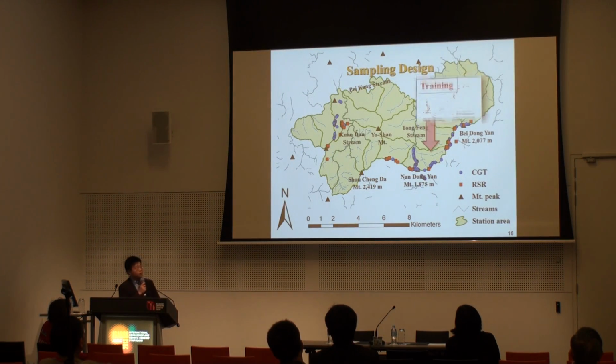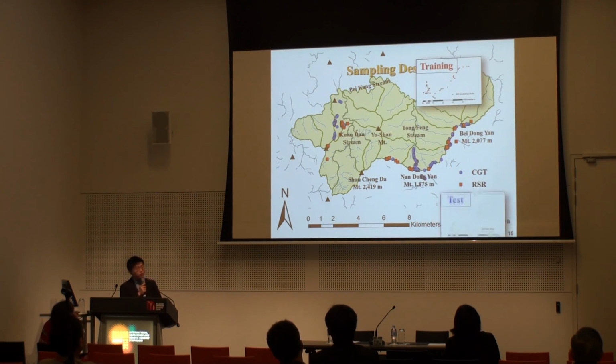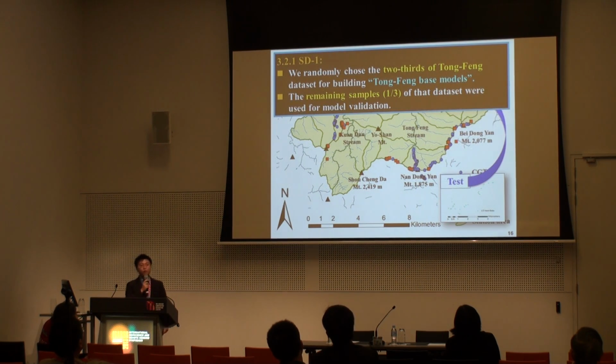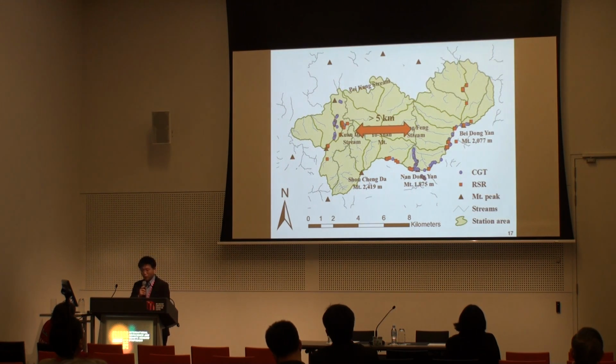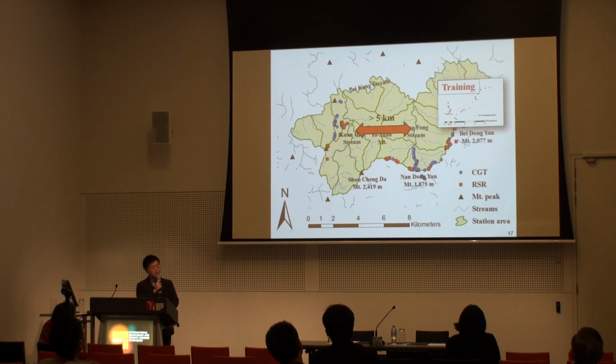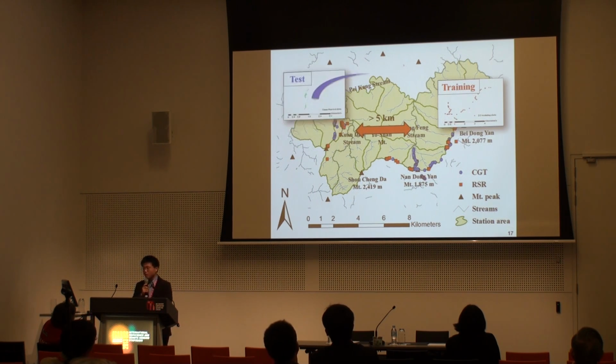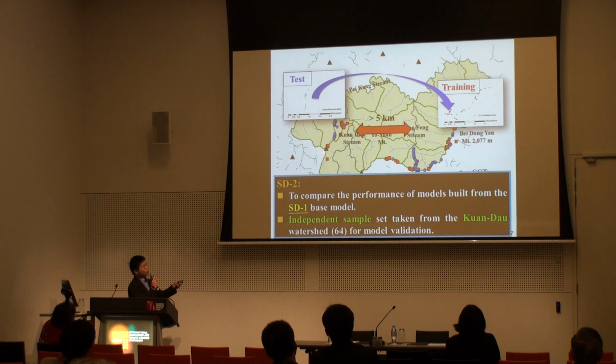We split the Dongfeng sample data. We randomly choose two sets of Dongfeng data for model development, and we call that the Dongfeng-based model. And the remaining samples we use as independent test data. In the second design, we keep the Dongfeng-based model, but the test data are taken from another watershed, far from the Dongfeng place. That becomes our second independent sample. And that's the design of the series.